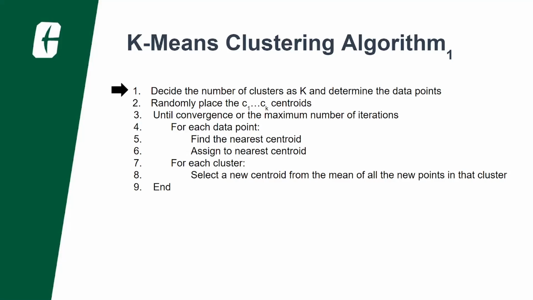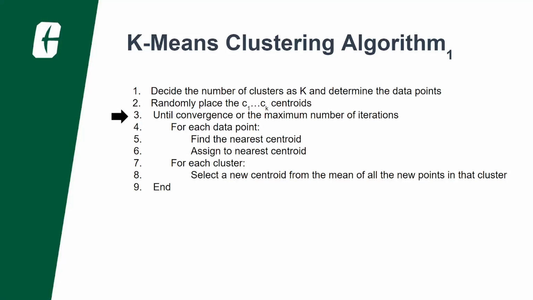So the first step is just determining the number of clusters that you want in your model, and then calculating all the data points. Once that's done, you're going to randomly place the centroids from C1 to CK, where, as I mentioned before, K is the number of clusters that you want. And then once you have that done, you're just going to do a loop here.